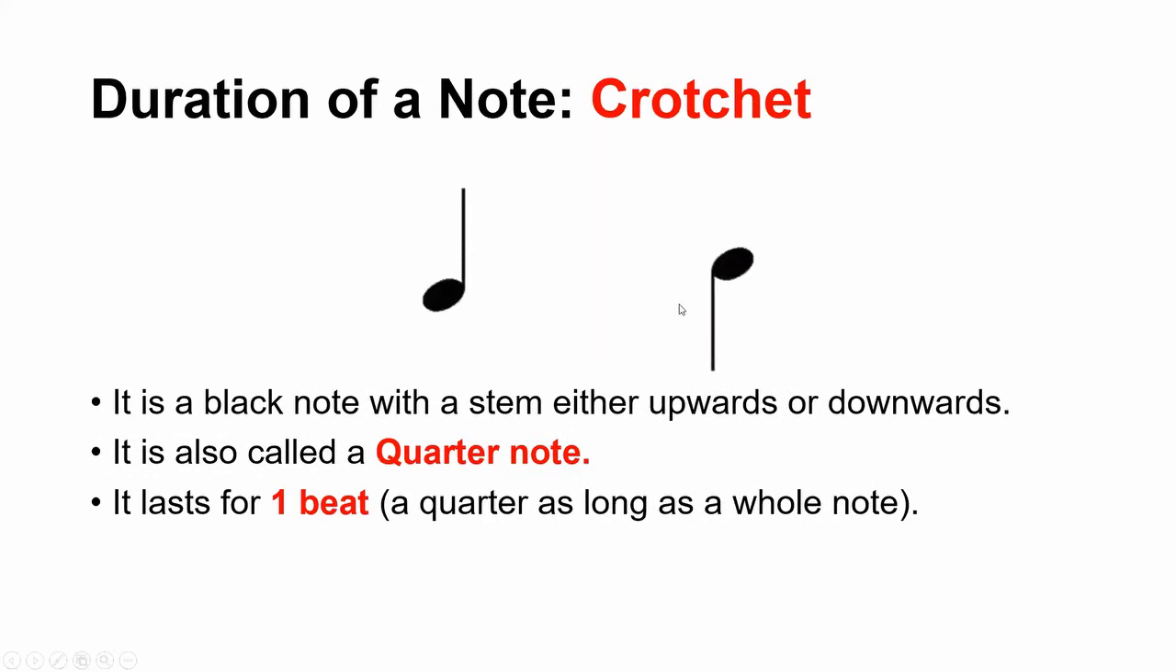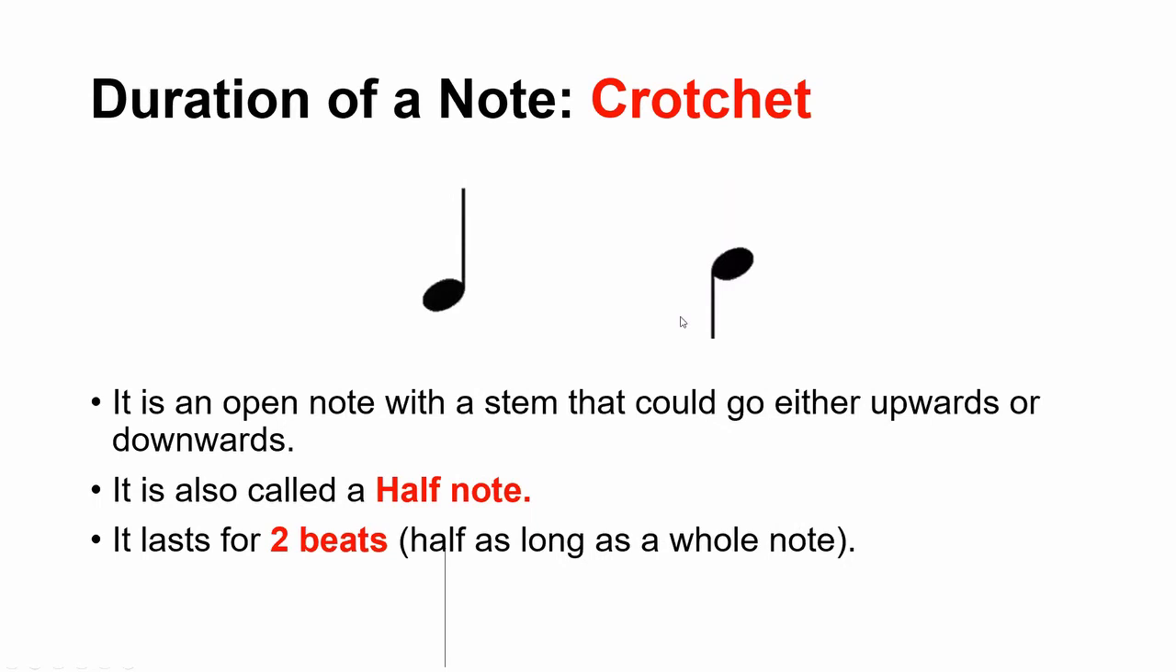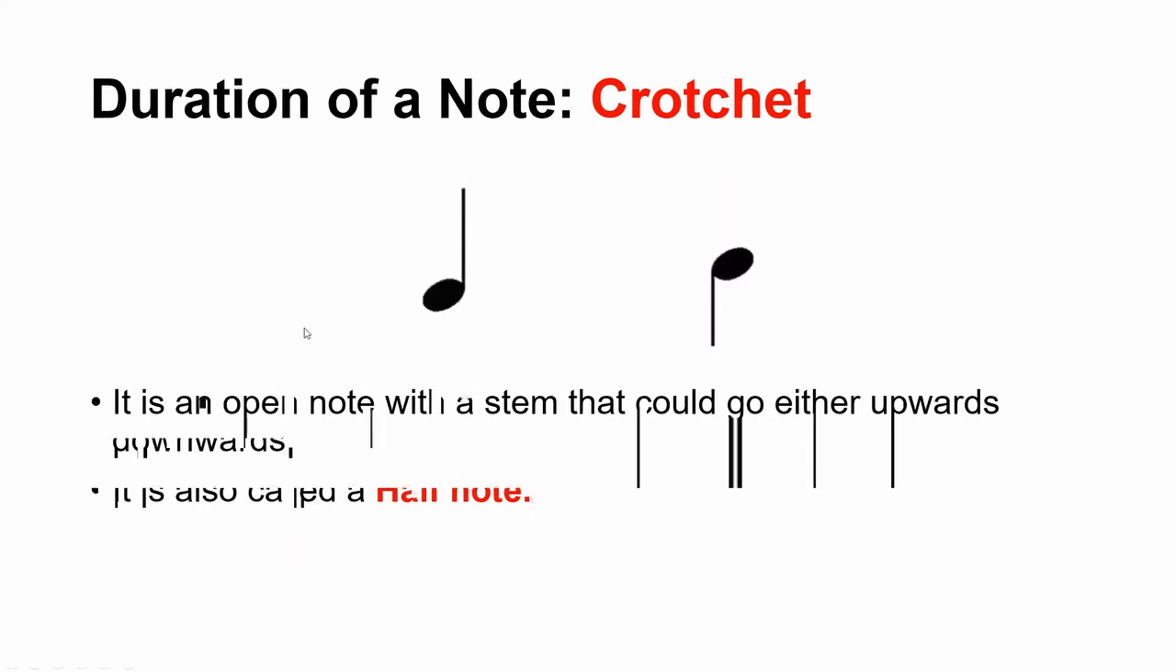Now, the next note we are going to look at is a crotchet. A crotchet is a black note, meaning it's not an open note, it's shaded black, with a stem that can also either go up or downwards. It's also called a quarter note. It's called a quarter note because it lasts for a quarter of a whole note.